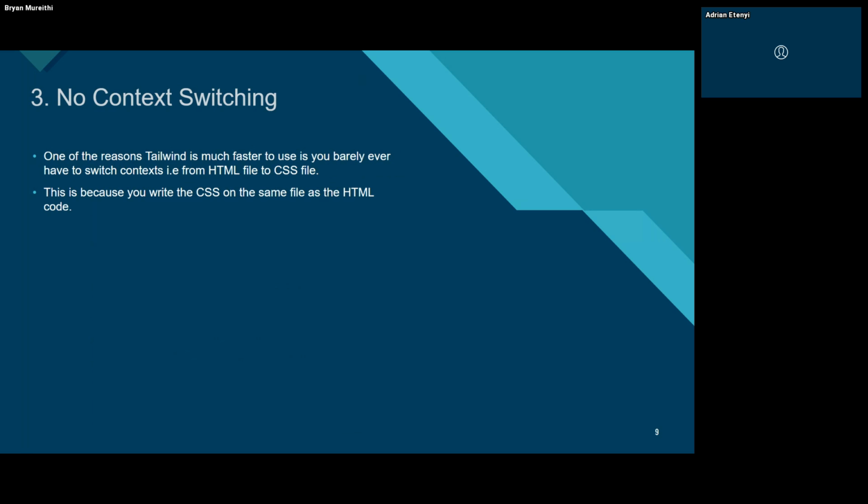That is no context switching. One of the reasons why Tailwind is much faster to use compared to other CSS frameworks and CSS itself is that you barely ever have to switch contexts. That is, you're writing code in an HTML file, and then if you want to style it, you go to the CSS file. Changing from one file to another takes up a bit of time. But now, using Tailwind, you just make changes in the HTML code using the utility classes.